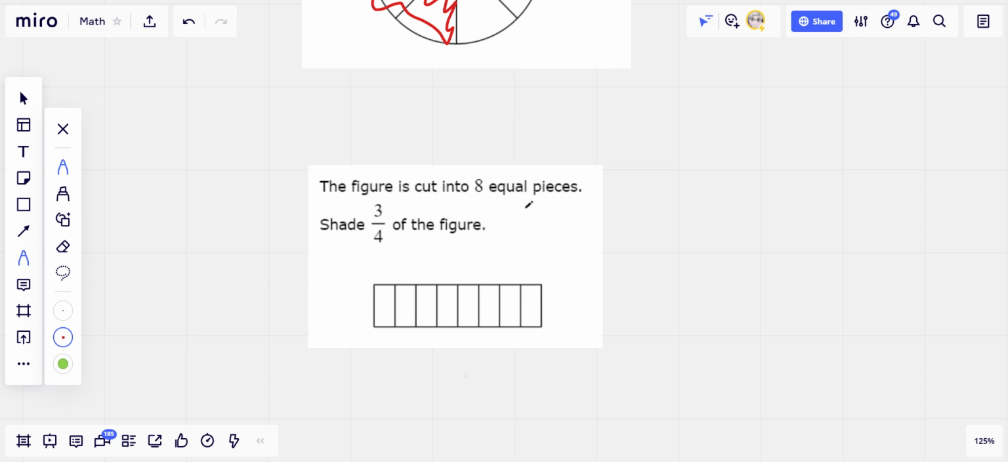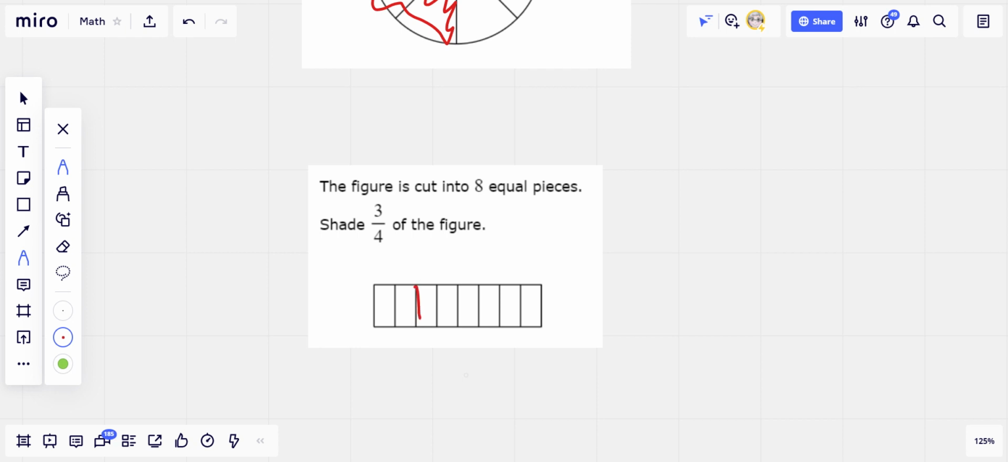It says the figure's cut into 8 equal pieces. Shade 3/4 of the figure. So how much is 3/4 of 8? It's not as easy as cutting something in half to get 3/4. So one way to approach this is to cut this into 4 equal pieces first. And it's already cut into 8.